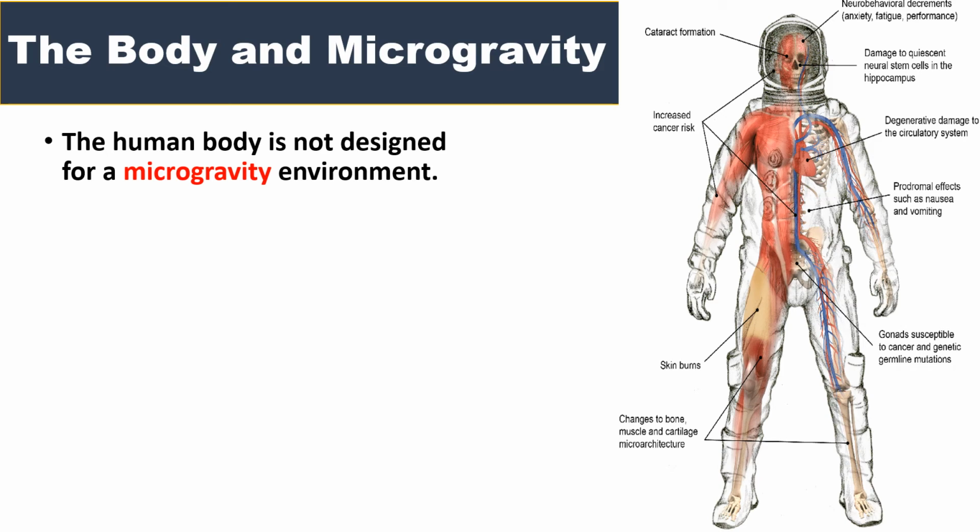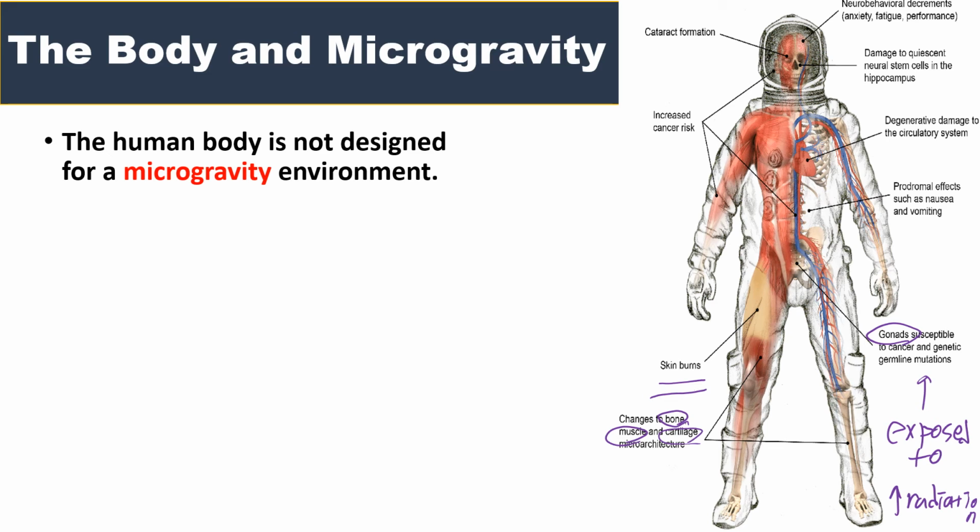Also, when it comes to the human body, we're not designed to be fitted to a microgravity situation. Let's look at the male body. If you look at it, it is very similar to the female, but bone and muscle cartilage will be out of place. There can be skin burn because everything is stretched. The gonad is susceptible to cancer and genetic germline mutation. Mutation can happen especially if you're exposed to a high amount of radiation, by the way.